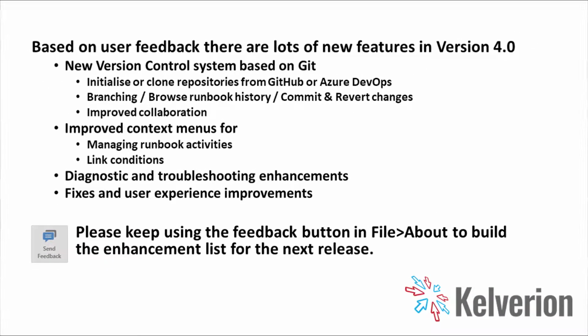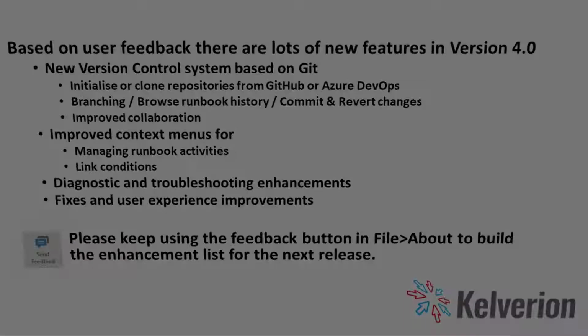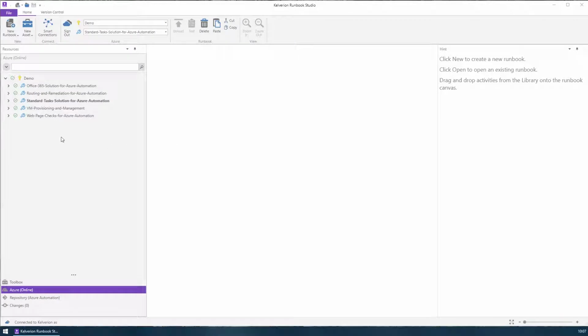There are a number of new features in the latest version, so we now include a version control system based on Git. It allows you to use GitHub or Azure DevOps. We have greatly improved context menus for managing runbook activities and link conditions, and there are lots of fixes and user experience improvements. So let's take a look at the Runbook Studio in action.